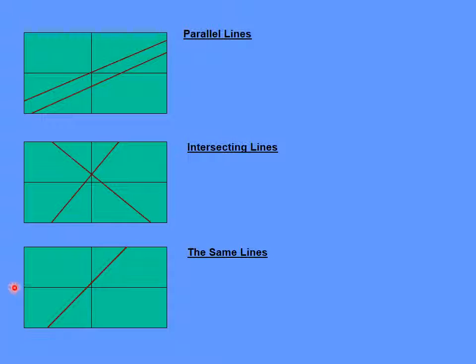So let's have a look at how we can determine which type of the three solutions we're going to have, even before we do any work. So on your page, types of solutions, you may want to copy down some of these definitions and characteristics so you know what to look for. So parallel lines are equations that have the same slope and a different y-intercept.